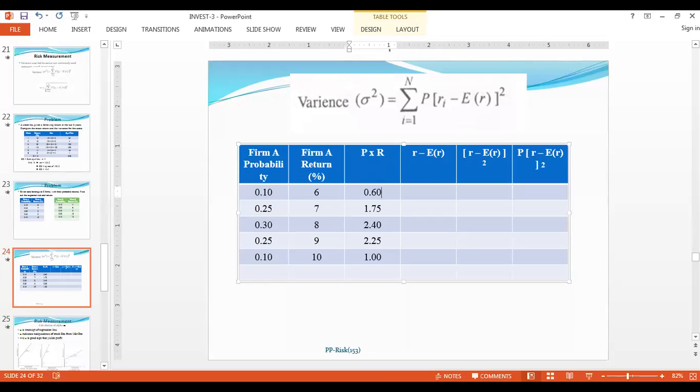Are you able to understand this? What I am doing? I have multiplied the probability, what is given to us, and the return that is being given to us. I have just multiplied this and I have kept it as it is. Any doubts up to this particular point? No, sir. Sure? Yes, sir. Just give me a second. I'll adjust the columns here.